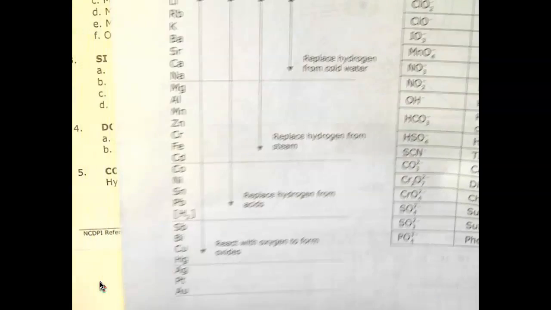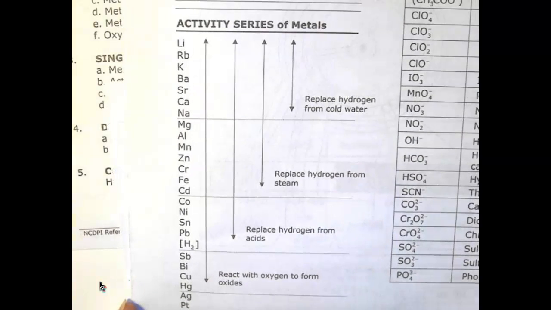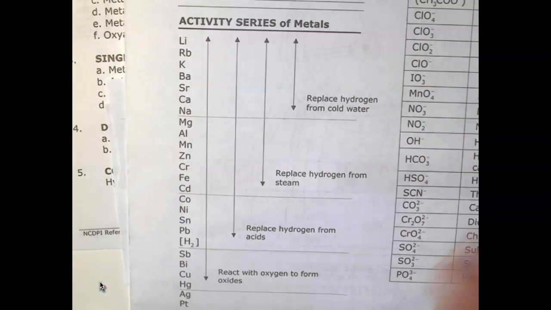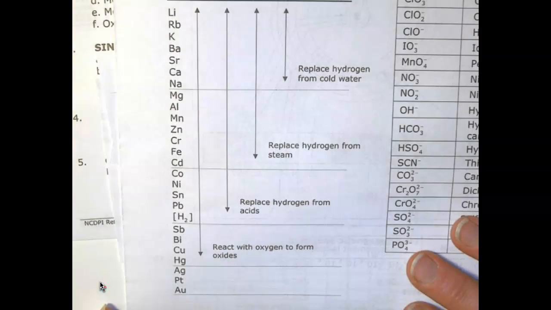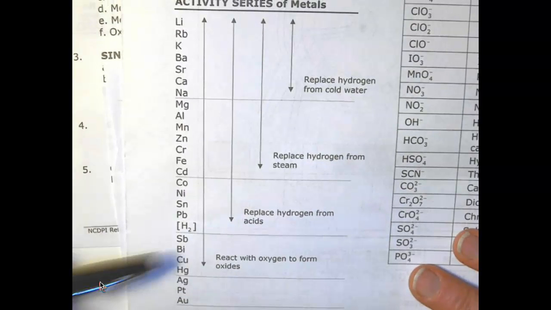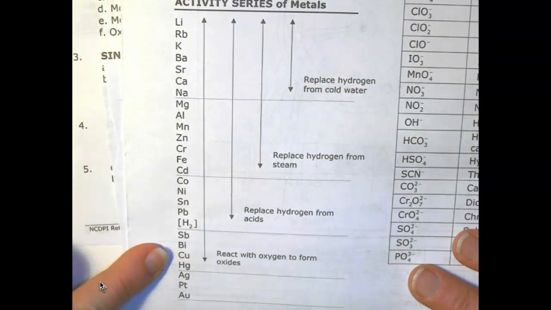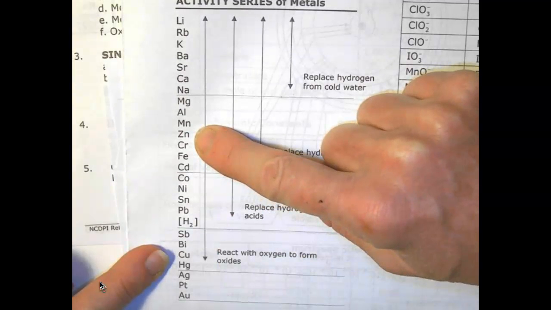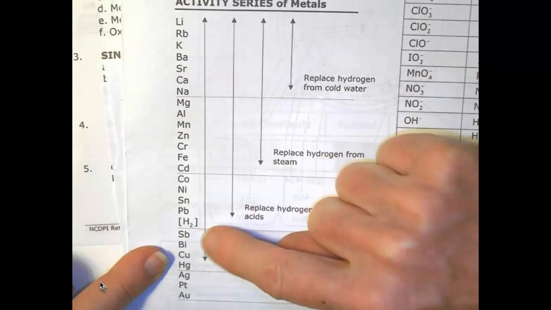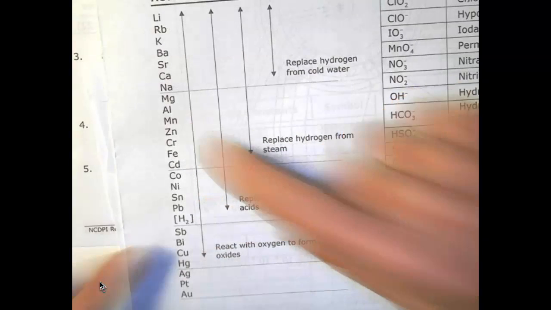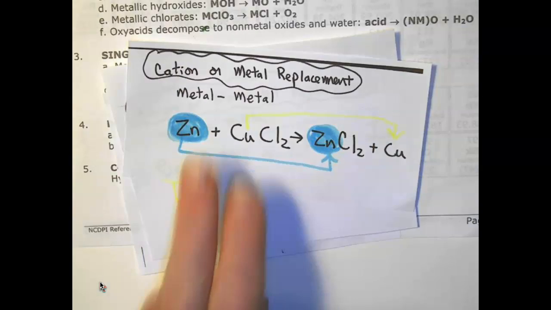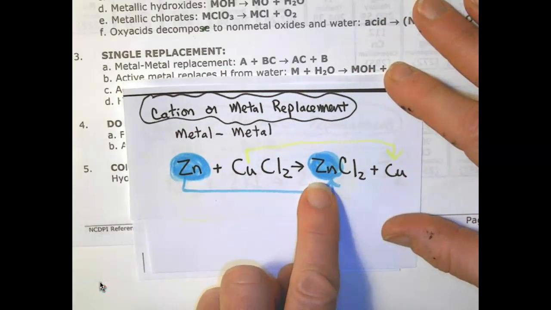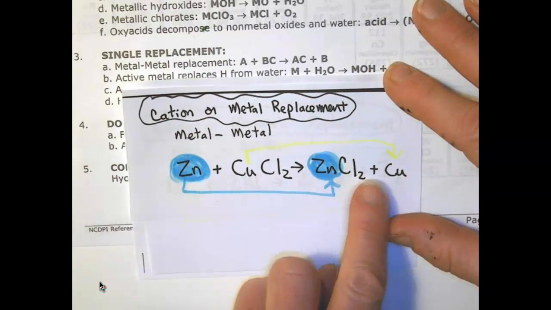The one thing we need to make sure of, so zinc is replacing copper. On page 7, you have your activity series of metals. We need to make sure that zinc is more active than copper. It will not replace copper if it is not more active. So copper is way down here, and zinc is up here. The higher you are on the activity series, the more active. So since zinc is above copper, this reaction will happen. So this is A plus BC yields AC plus B.